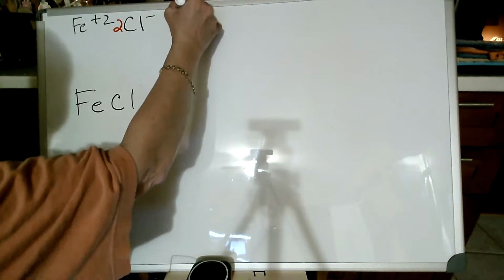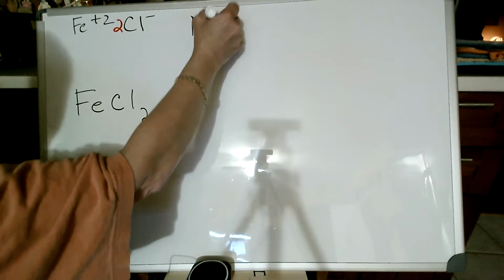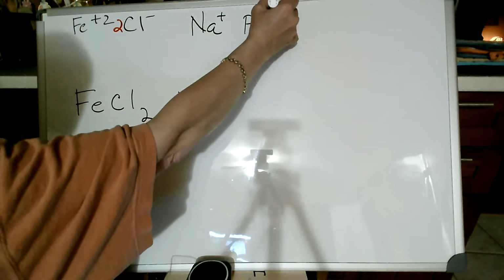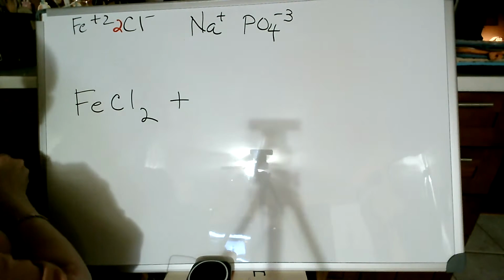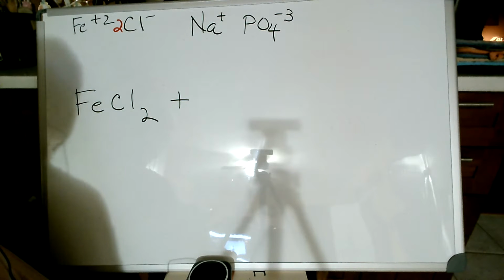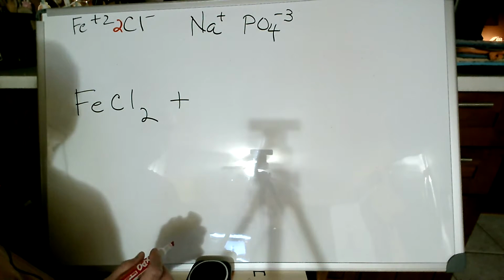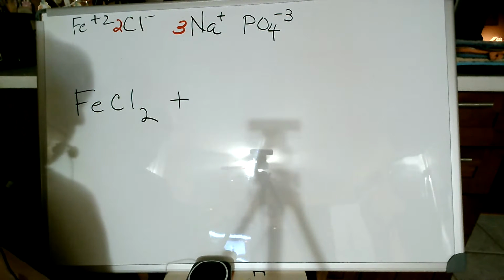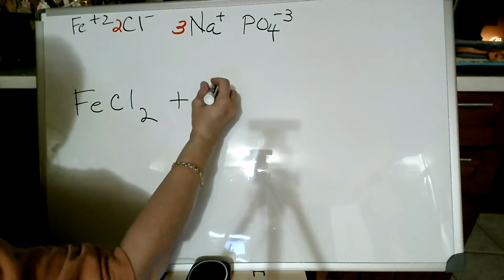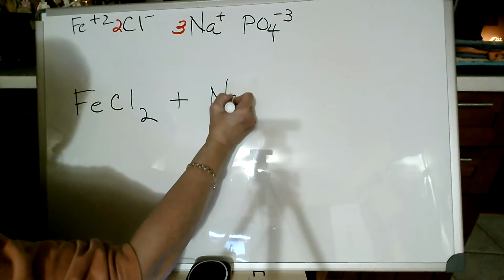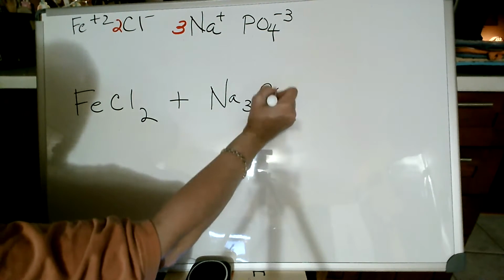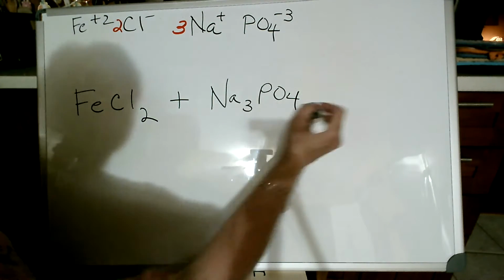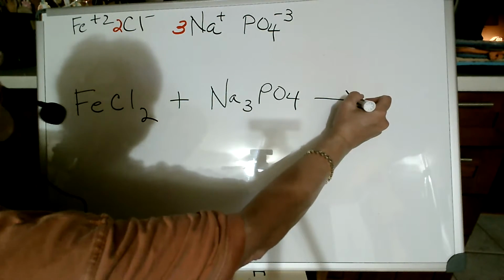Sodium phosphate is the next compound. Sodium is Na positive 1. Phosphate, the polyatomic ion, is PO4 -3. That's why you got to be fluent in this stuff. Sodium has a positive 1 charge. Phosphate is -3. You're going to need 3 sodium ions for every 1 phosphate ion so you can have a neutral compound. So Na subscript 3 PO4. Then it goes on to say to form. That's your arrow, of course.